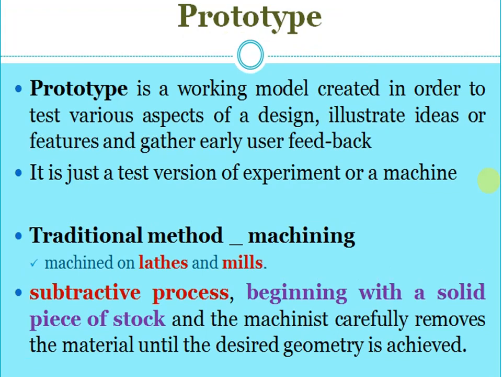In old days, these prototypes were manufactured by traditional machining. It is mostly on lathes and mills. Machining on lathes and mills is a subtractive process. It means beginning with a solid piece of stock, the machinist carefully removes all the material until the desired geometry is achieved. But before the start of full production, generally a prototype is fabricated and tested. So the subtractive process can require significant lead times. It may be several weeks depending on part complexity and difficulty in ordering materials.